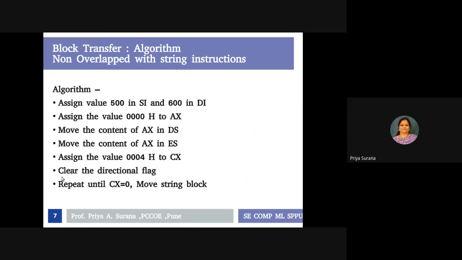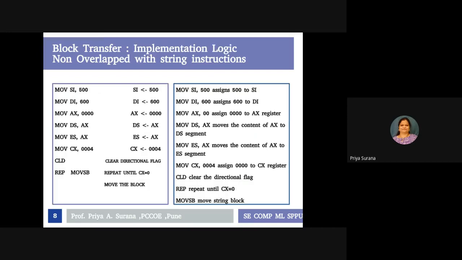Whenever we are using the direction flag for programming, remember that the direction flag is for string instructions. The string instruction is used for moving elements from one location to another location. Now next we will check.